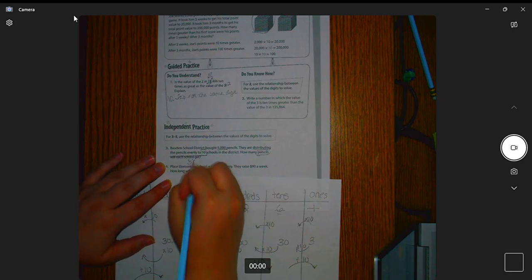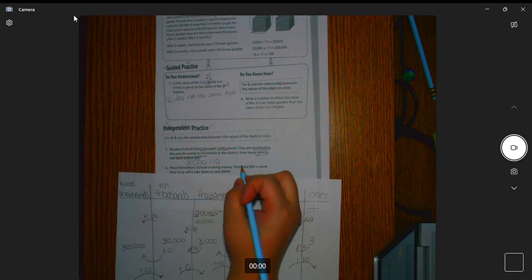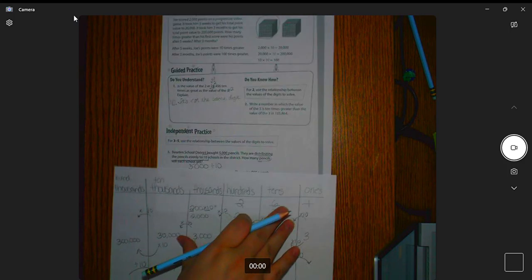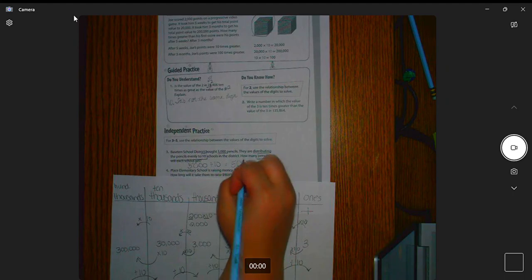So I'm going to set myself up an equation. 5,000 divided by 10. I'm going to jump backward on my chart. I'm starting in thousands, and I'm going backward. I'm dividing by 10. So, 1,000. Right, it's hundreds. But how many hundreds do I have? Right, it's 5. This first number never changes. The amount of zeros you have does. So 500 pencils.